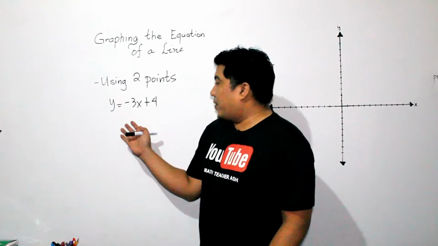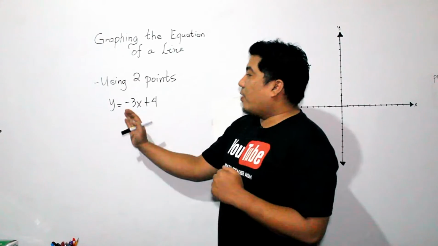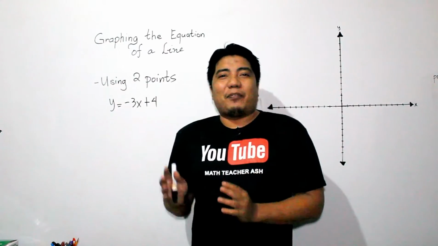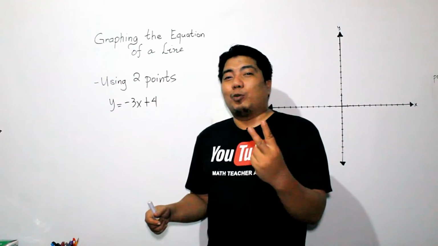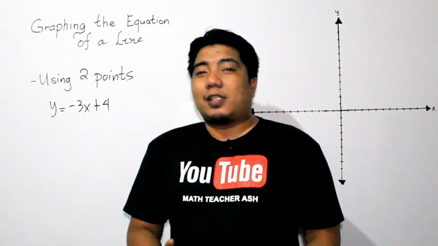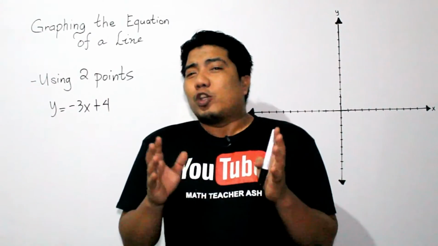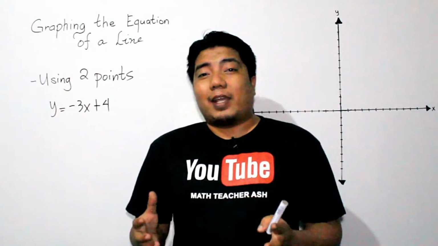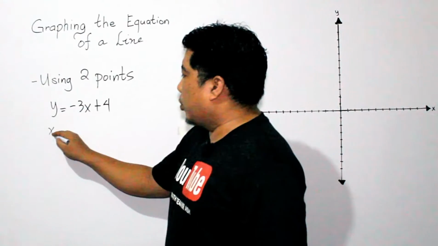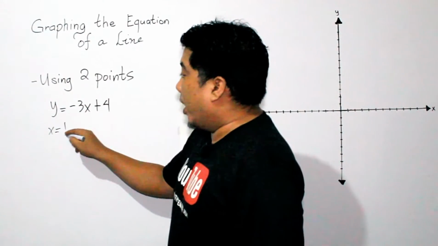Okay, math learners, we have here our second example. We have y is equal to negative 3x plus 4. Now, graph this linear equation using two points. So, how do we do that? Again, we will just consider two values of x. So, you have all the choice what x that you want to use. Okay, so I will choose my x is equal to, let's say 1.